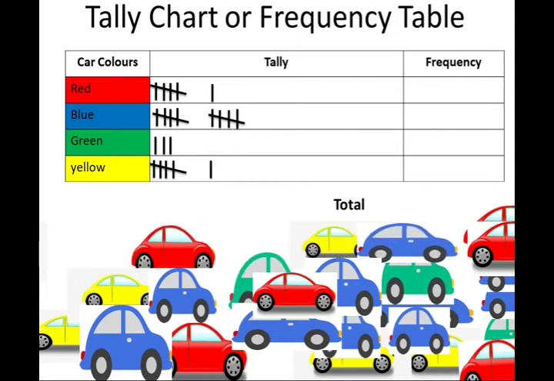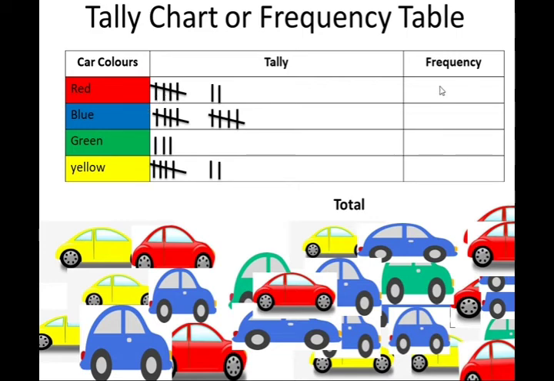Blue has another 5. Wow, now blue has 5 plus 5, which makes 10. So she has counted 10 blue cars altogether. There's another one for yellow, and there's another one for red. Now, boys and girls, look carefully. Look very carefully at your tally strokes. These are your tallies. All right.